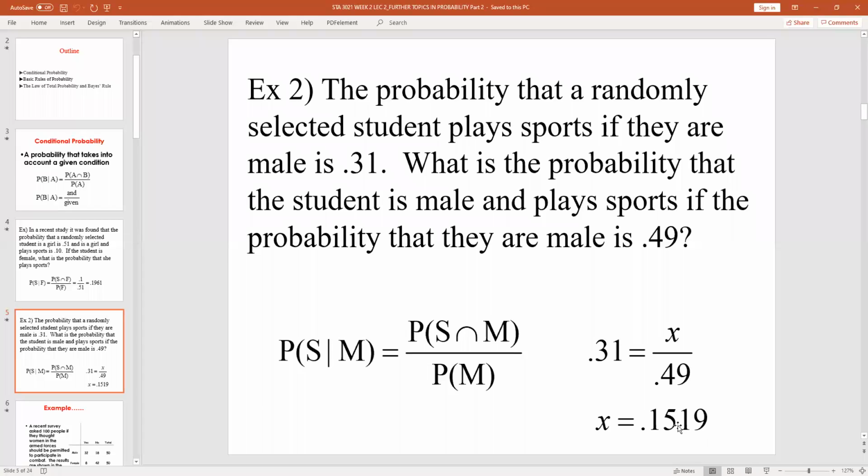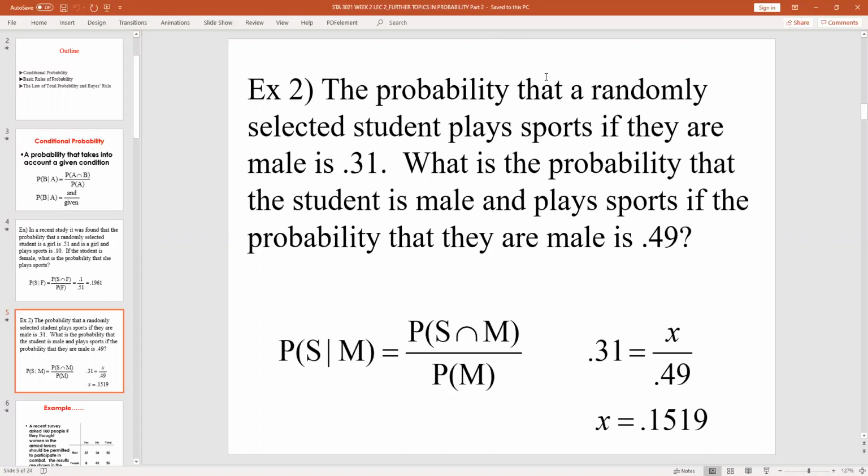Now, what I've explained to you right now is just for you to be able to see the difference between the probability of a joint and the conditional probability. I think I need to read my chat. Let me see. I think somebody asked a question. Somebody said, what is the difference between play sports if they are male and is male and play sport?